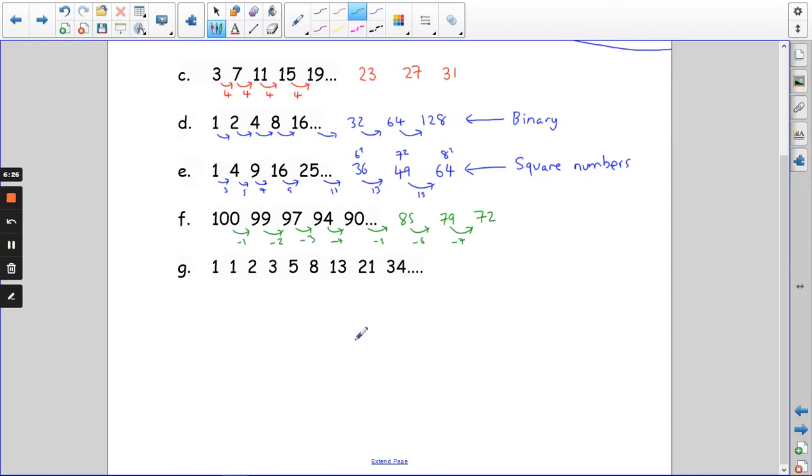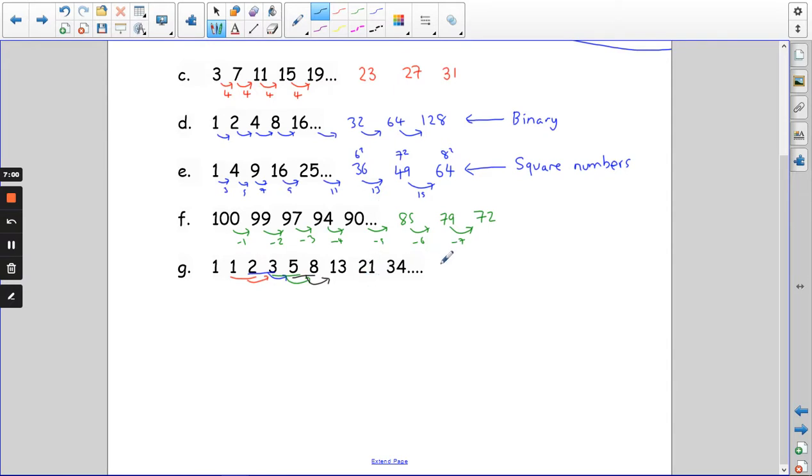And G is a very important sequence of numbers, and I might give you a little bit of research to do next week on this one. This one probably had you stumped. The way this sequence works, you've got to start 1, 1. 1 add 1 is 2. 1 add 2 is 3. I'll change colour for this. 2 add 3 is 5. 3 add 5 makes 8. 5 add 8 makes 13, and so on. So you add the two previous numbers together to get the next number.